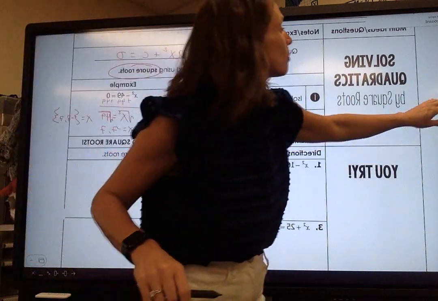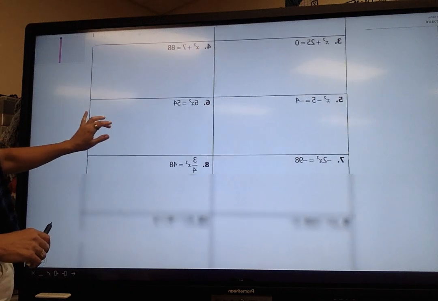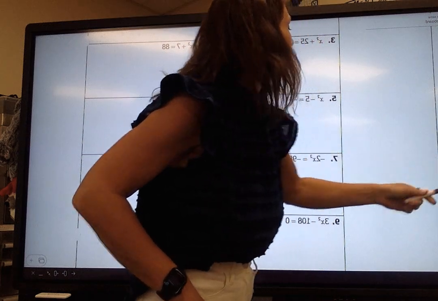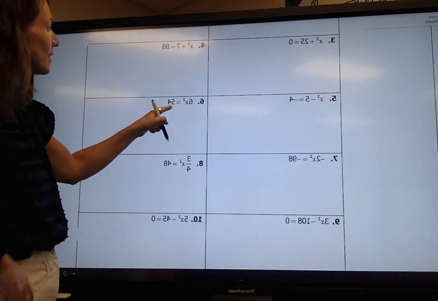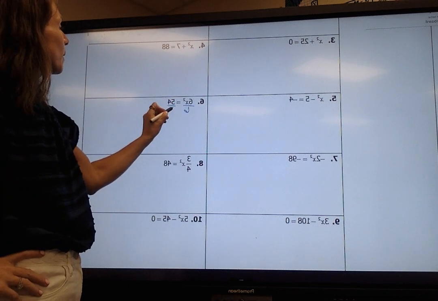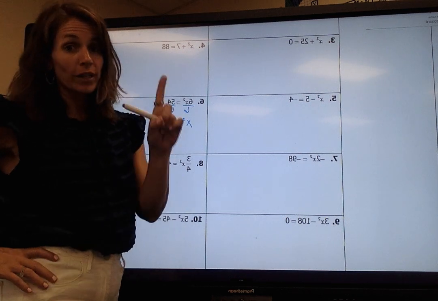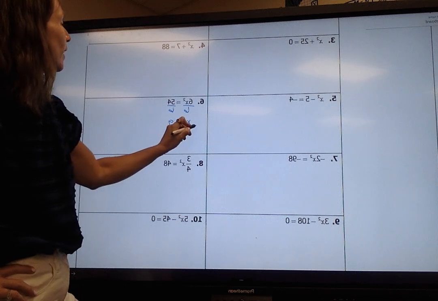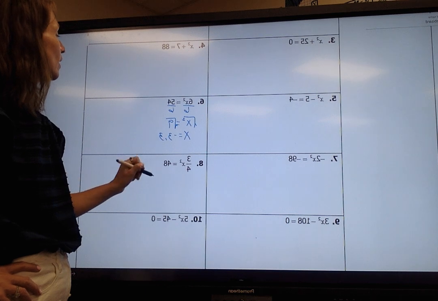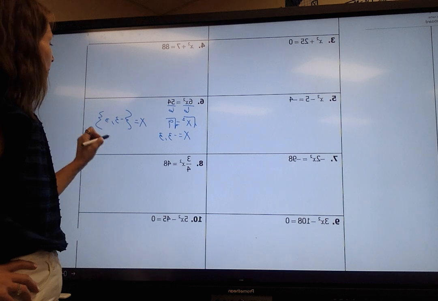So let's do some practice problems together. We're going to start with number 6. So I'm going to isolate the x squared term. So I've got to get rid of the 6. So I'm going to divide both sides by 6, and I get x squared equals 9. Now that my quadratic term has a coefficient of 1, I can take the square root of both sides, and I get x equals negative 3 and 3. Don't forget, it needs to be in bracket form, negative 3, 3.